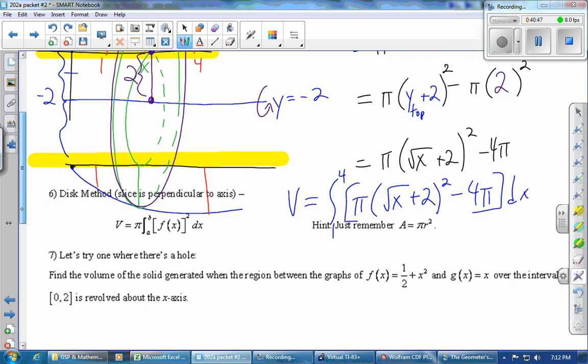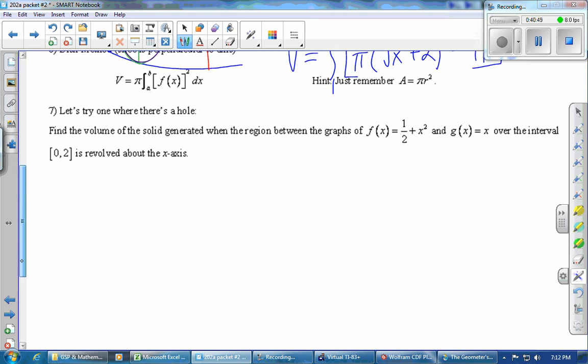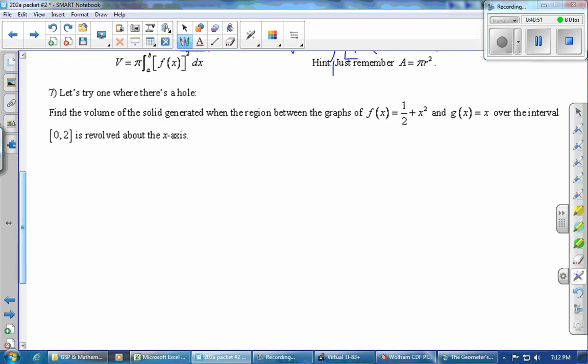All right, so let's try number 7. There's a hole here, just like in the previous problem. Find the volume of the solid generated when the region between the graphs of f of x equals 1/2 plus x squared and g of x equals x over the interval 0 to 2 is revolved about the x-axis. So again, pause the video here. Take your time drawing a good picture. It might take a few attempts before you have a nice picture with lots of space in it.